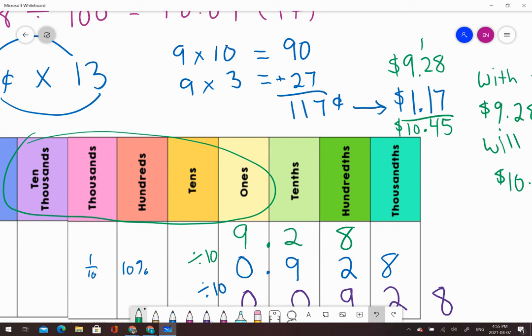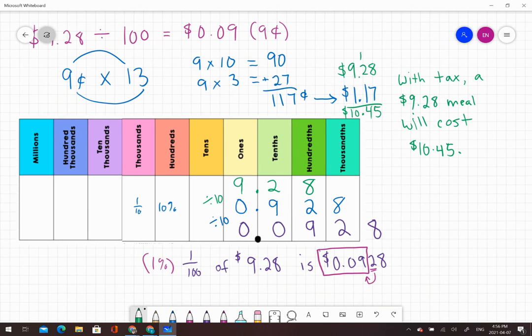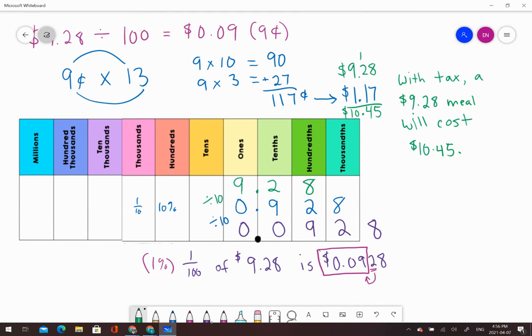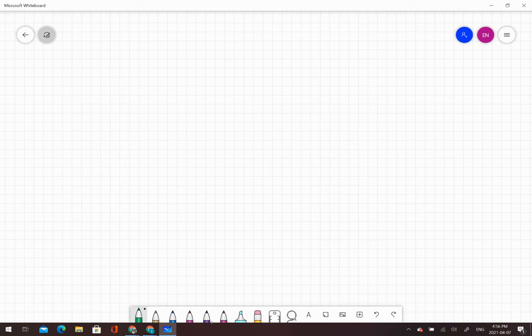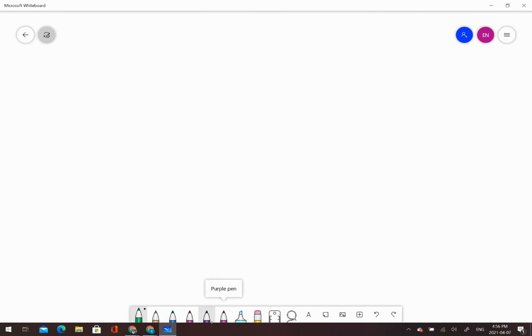So now I'm going to show you a second method. So this is one way I can do it. Figure out what 1/100th is, multiply it by my 13 to get 13%, and then add it onto my original meal. If you know how to do cross multiplication with decimals, there's a bit of a shortcut.